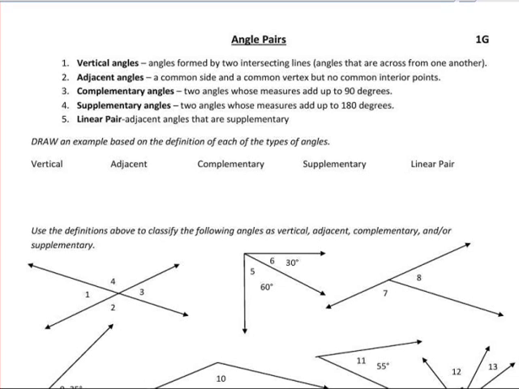Taking a look at the next page, we're going to talk specifically about some angle pairs. So here's a couple that you needed from the previous page, all right? So we have vertical angles. Those are angles formed by two intersecting lines. They're across from one another, okay? Adjacent angles, that's a common side and a common vertex, but no common interior points. Complementary angles are two angles whose measures add up to 90. Supplementary, two angles whose measures add up to 180. And linear pair are adjacent angles that are also supplementary.